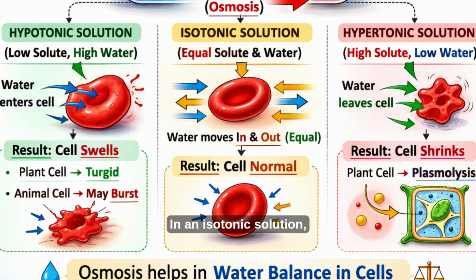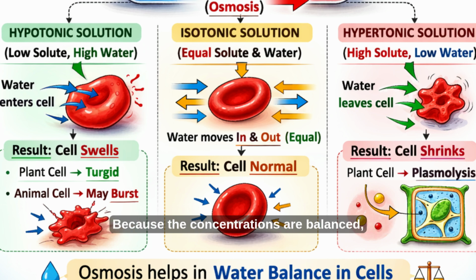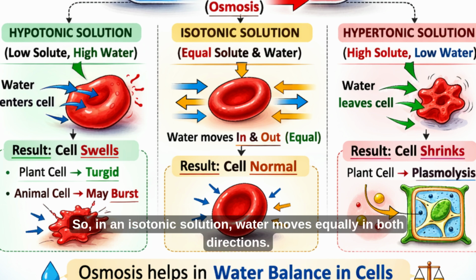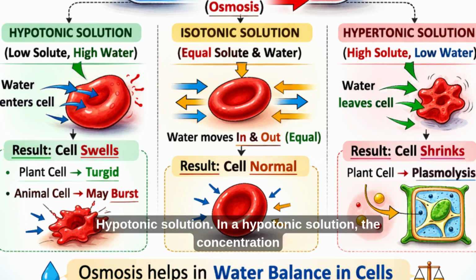Isotonic solution. In an isotonic solution, the concentration of solute inside and outside the cell is equal. Because the concentrations are balanced, water moves in and out of the cell at the same rate. This means there is no net movement of water. As a result, the cell maintains its normal shape and size. So, in an isotonic solution, water moves equally in both directions. The cell remains normal.